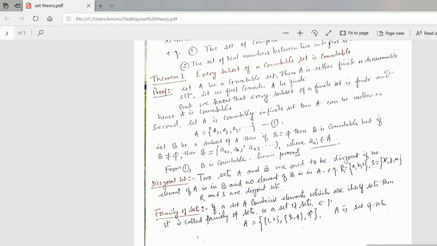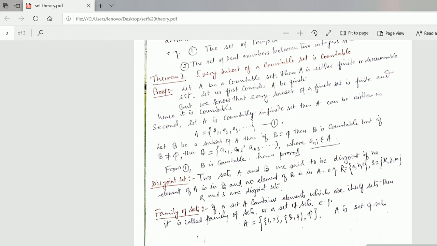Now two more kinds of sets you can see. Disjoint sets. What is a disjoint set? Two sets A and B are said to be disjoint if no element of A is in B and no element of B is in A. Do you understand? Two sets A and B are said to be disjoint if no element of A is in B and no element of B is in A.